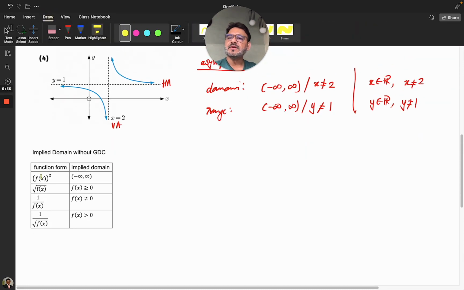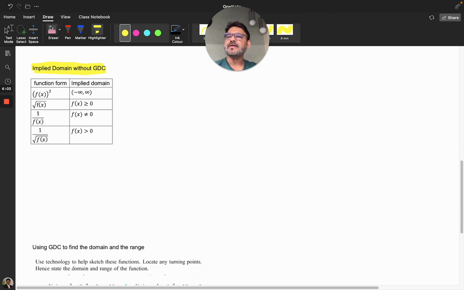The next concept you need to know is the implied domain of a function. Now what exactly does implied domain mean? Sometimes they give you a function and ask you to write down the domain and range without a calculator. If your function is of the form f(x) the whole square, then your implied domain is minus infinity to plus infinity. Example, if I give you (x plus 1) the whole square, your implied domain will be this. So this is the implied domain. If you have any function whole square, it's minus infinity to plus infinity.